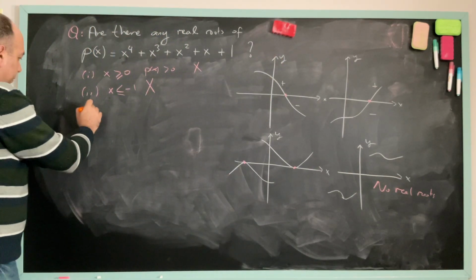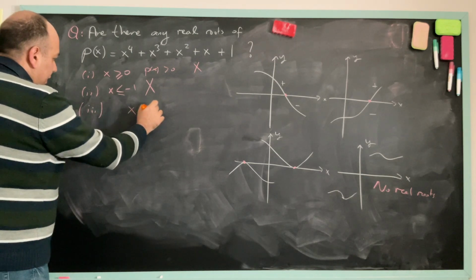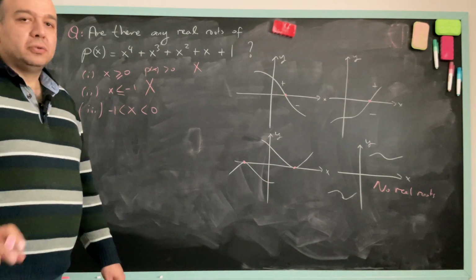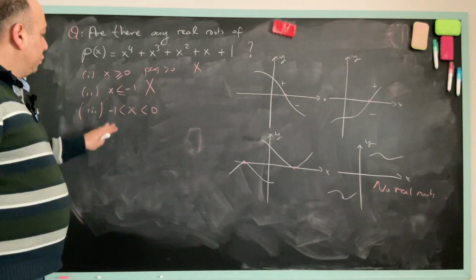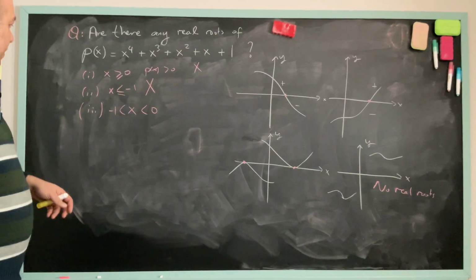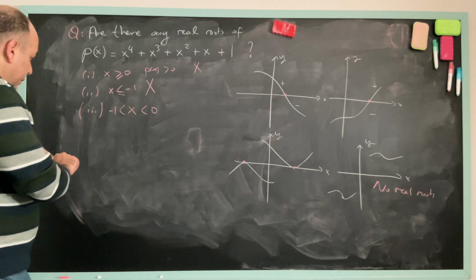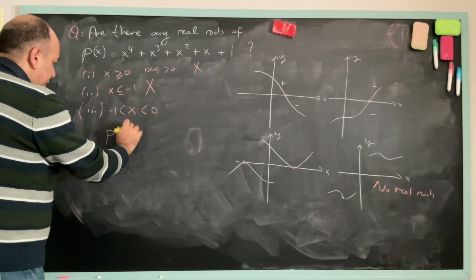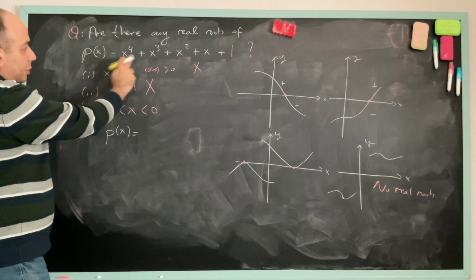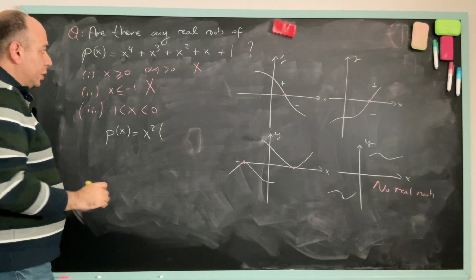The third region that we need to look at is now x less than 0 and x larger than -1. If there are any real roots, they have to be in this interval. There is no other case, right? We have already excluded these two. So for this, I'm going to write this polynomial in a slightly different way. I'm going to take this term and the third term, so x squared, I can use x squared in parentheses.